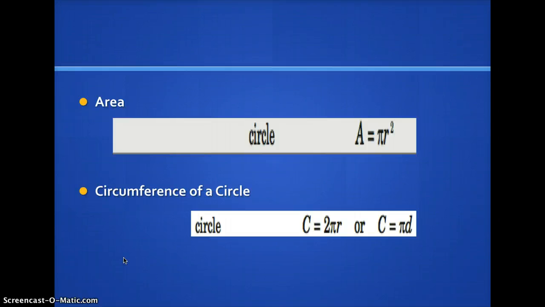Circumference is found by doing 2 pi r, so 2 times pi times radius, or pi times diameter. And remember, it's this one or this because 2 radiuses would make a diameter. So 2 times r would give you your d. Sometimes in the problem you will be given the diameter instead of the radius. All right, so let's look at a couple of examples.